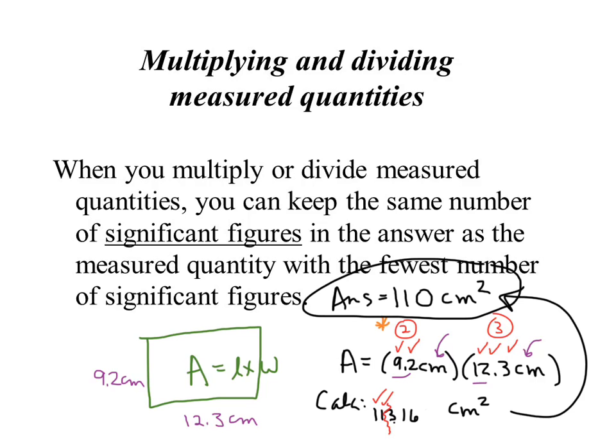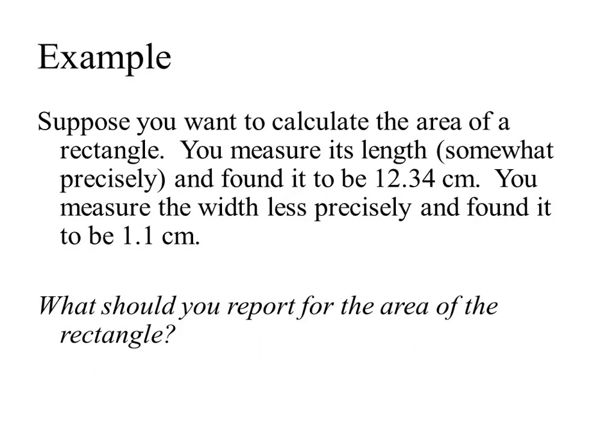Okay. So again, I wanted to cut to the chase. We're going to do an example where you have two dimensions. One dimension you know to 4 significant figures, 12.34. The other dimension, again, you only know to 2 significant figures. To get area, you multiply those two together. So let's go do it.